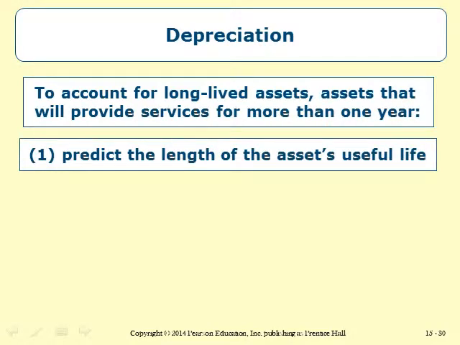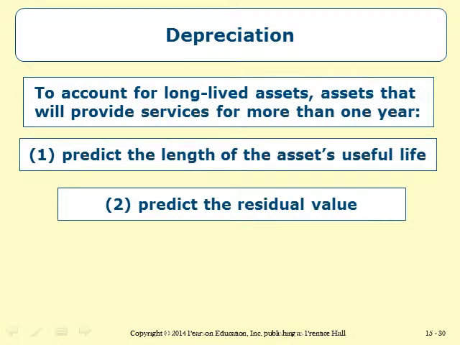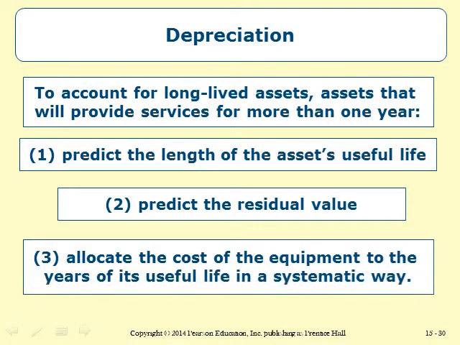So you may recall that we also talked about this idea of depreciation. To account for long-lived assets, accountants predict the length of the asset's useful life, that is, the number of years the company expects to use the asset. We then predict any ultimate residual value, that is, the predicted value of the asset at the end of its useful life that it can be sold or disposed of. And then we spread the cost of the asset less the residual value to the years of its useful life in a systematic way.